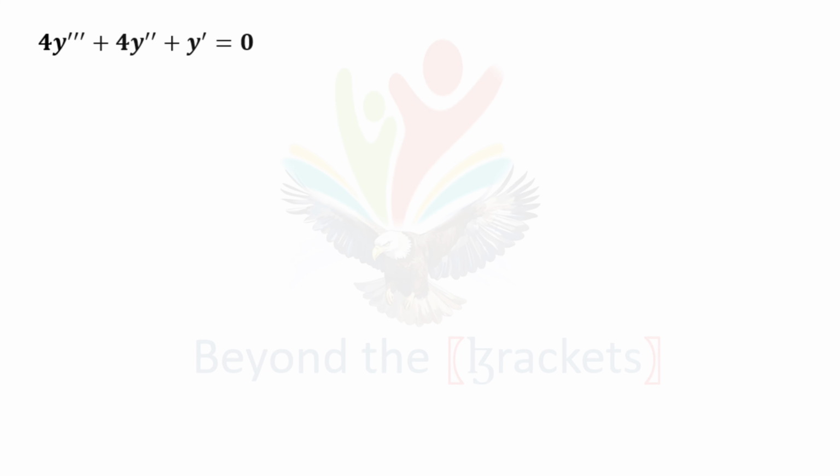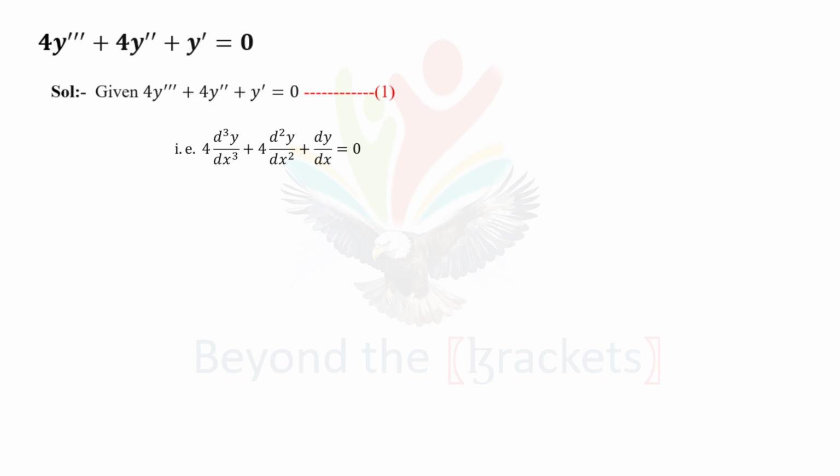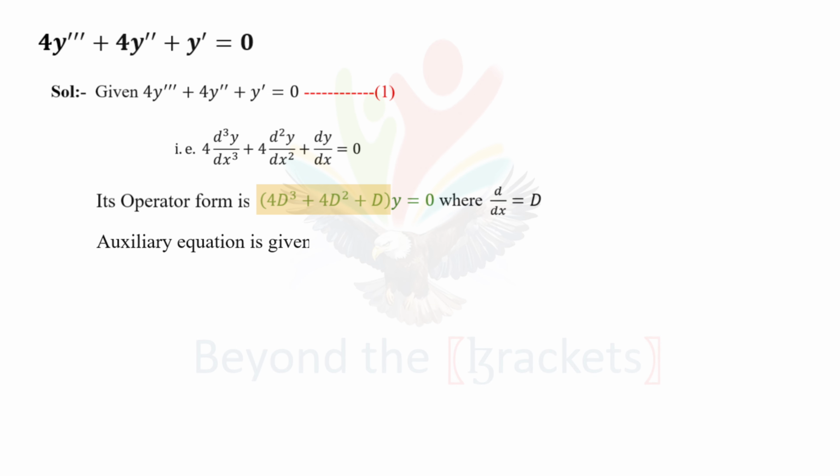Moving on to the next problem, calling the given equation as 1, we observe that it can also be written as 4 d cube y by dx cube plus 4 d square y by dx square plus dy by dx is equal to 0. Operator form is obtained by replacing d by dx with capital D. So we get (4D cube plus 4D square plus D) y is equal to 0. To get the auxiliary equation, replace D by m and equate it to 0.